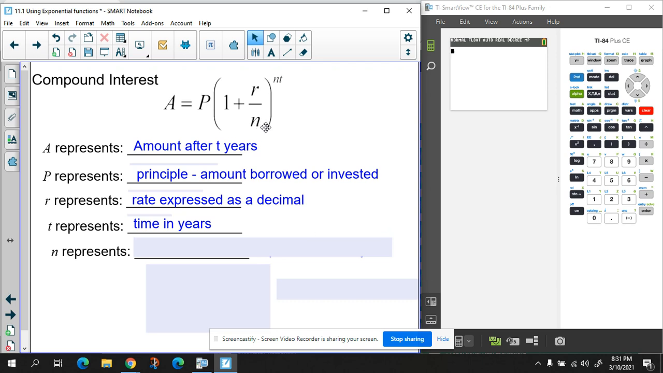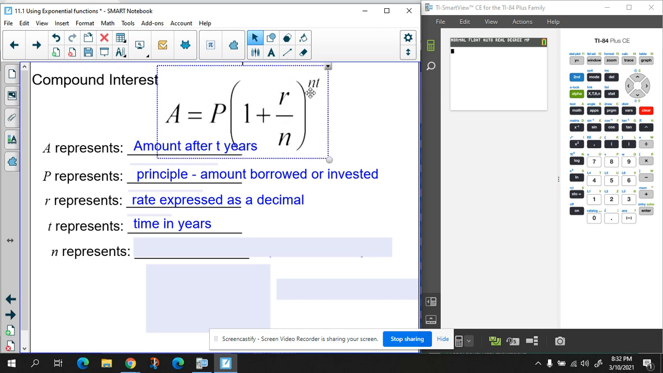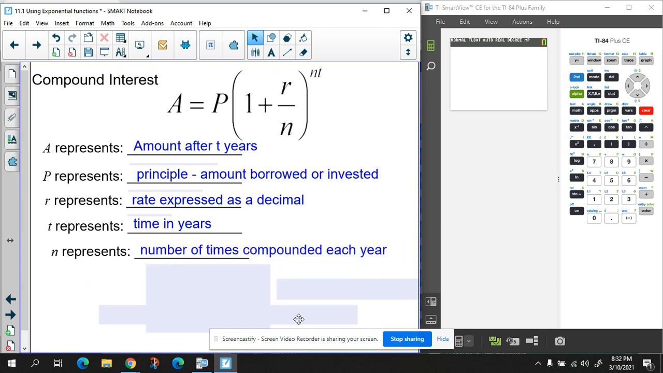The N value shows up twice in the formula, down here at the bottom underneath the rate, and also up here, zoom in a little bit, up here with the T value. So the N is down low and up high. It represents how many times we are going to be compounding in a given year.